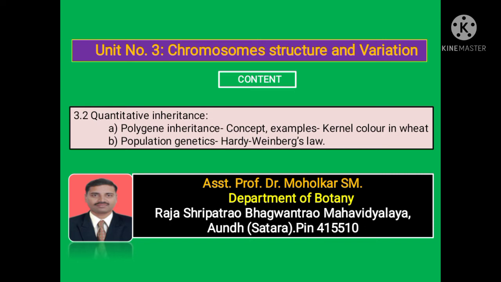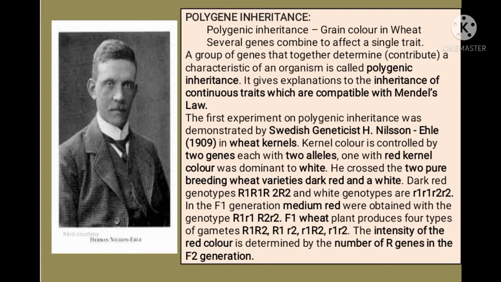First of all, we'll see the polygene inheritance concept example, which is the kernel color in wheat. In polygene inheritance, several genes combine to affect a single trait. It means a group of genes that together determine the characteristic of an organism. It is called polygene inheritance. It explains the inheritance of continuous traits, which is compatible with Mendel's law.